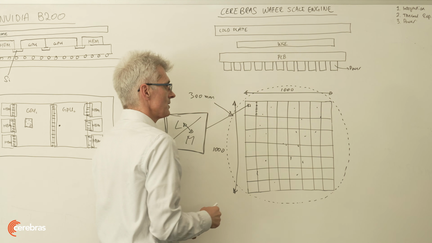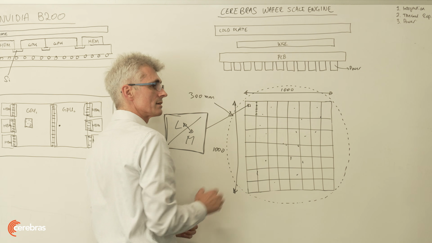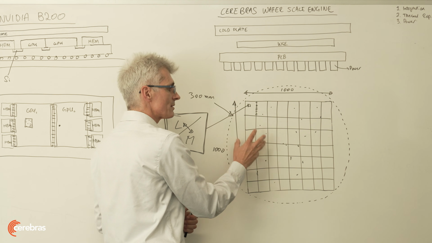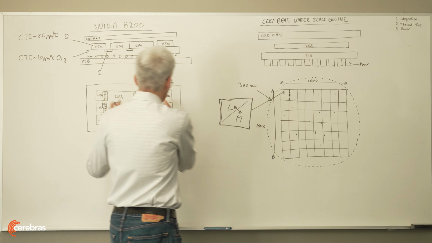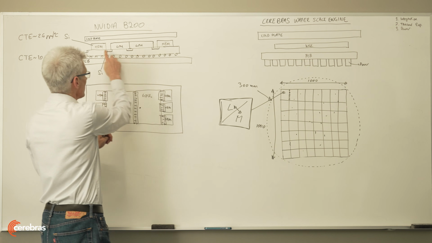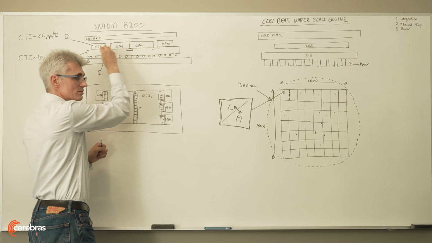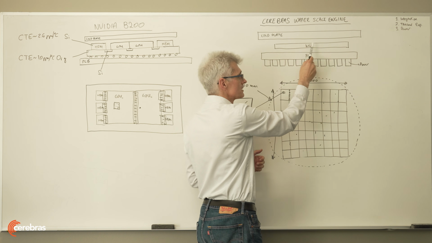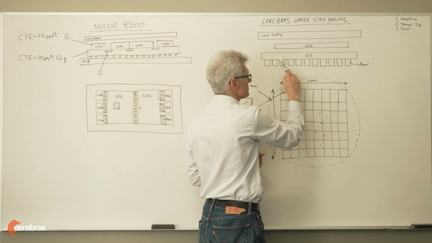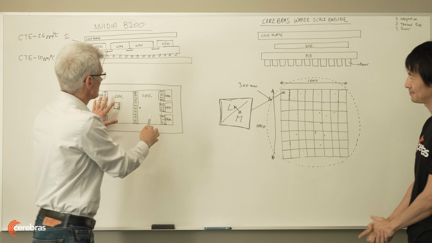Another aspect is packaging. It's much simpler. The number of parts that I need to package it is reduced. I don't have that many parts, and I don't have that many assembly steps to put it together. I only have one wafer, which we call a wafer scale engine, one printed circuit board, and one cold plate. In this case, they need more.